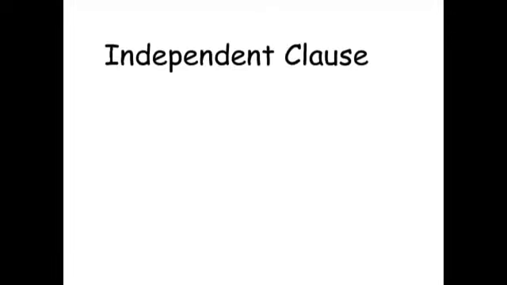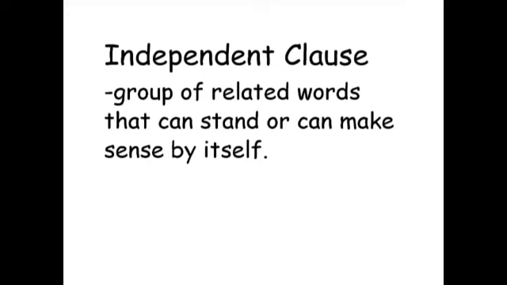Now there are two types of clauses. First, the independent clause. An independent clause is a group of related words that can stand or can make sense by itself. Sound like a sentence? Well, it is. Also, it is called the main clause. For example, in the sentence, Mary has a cat. It has a subject, which is Mary, and a verb, which is has. And also, it makes sense by its own.